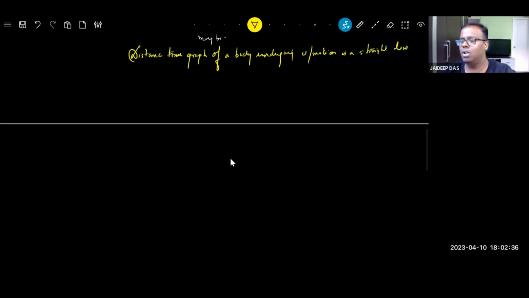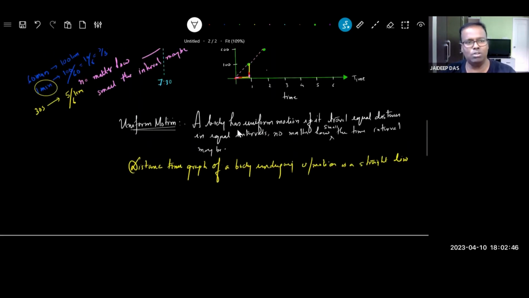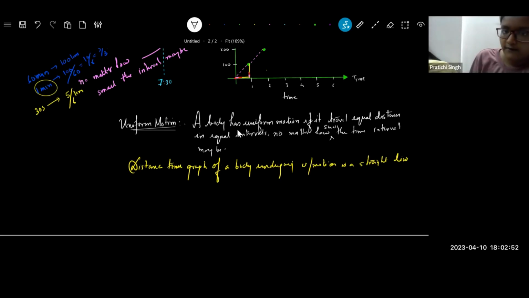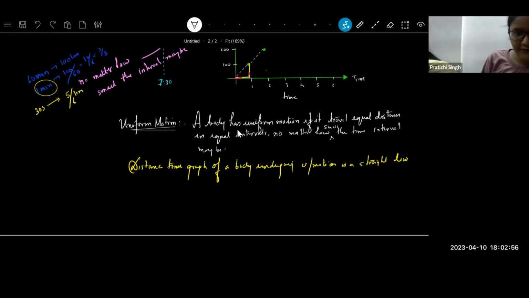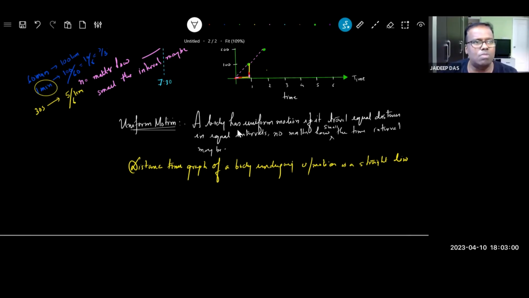Fine. But do you think in your daily life you encounter uniform motion? No, you don't encounter it. It's not possible. So can you define what is non-uniform motion? Write that also. Make the opposite of this. A body is said to be undergoing non-uniform motion if it covers unequal distances in equal intervals of time. In the same equal intervals of time, you are covering unequal distances, sometimes 5, sometimes 4, 3, whatever it may be.